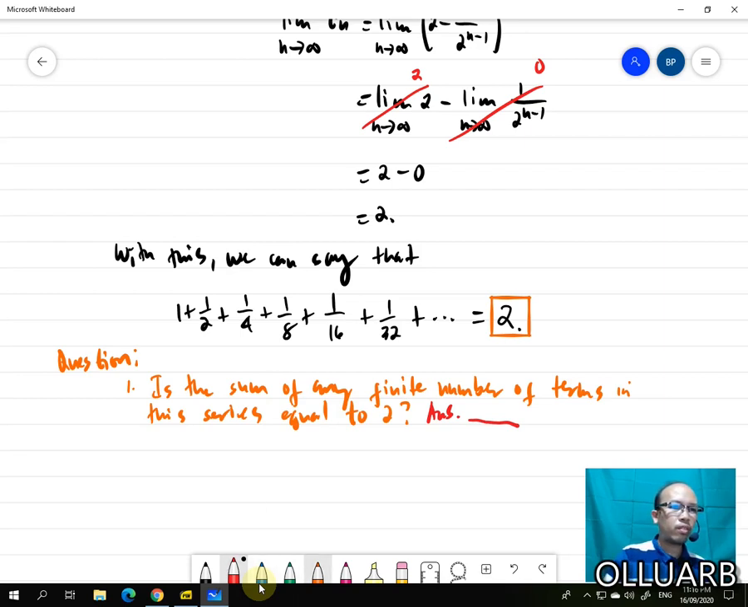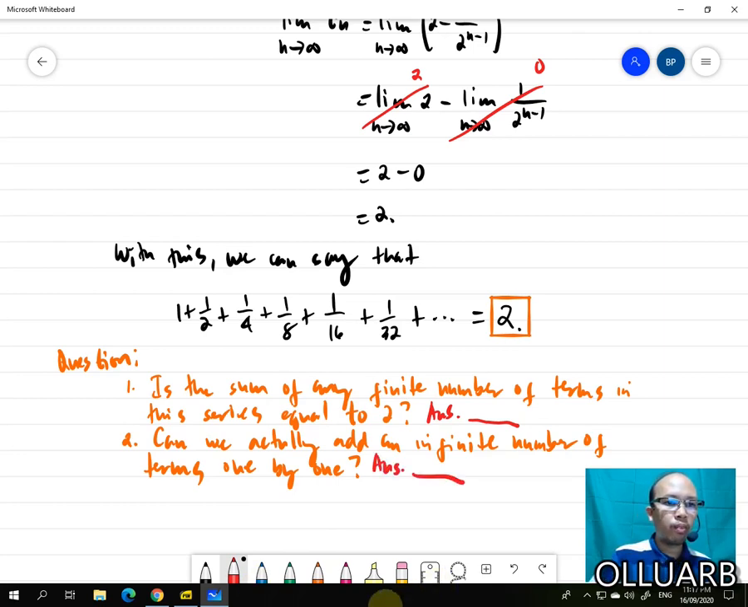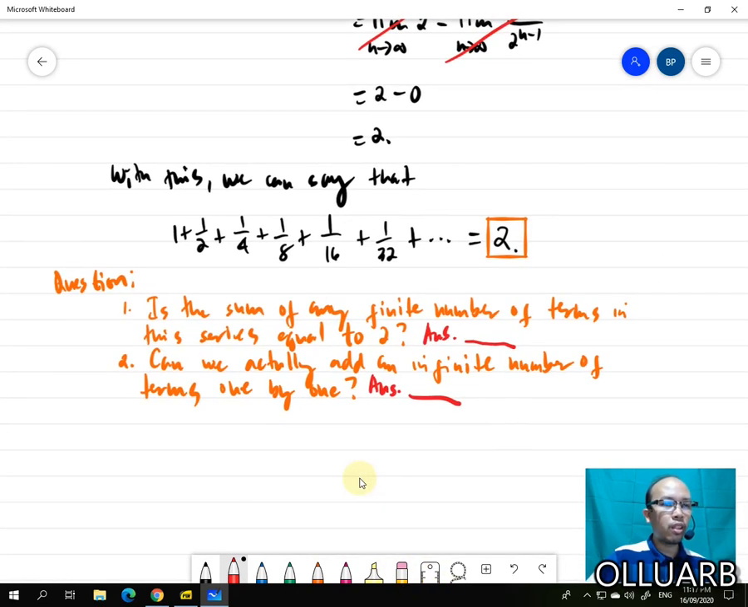Okay, for the second question, can we actually add an infinite number of terms one by one? So what is your answer here? What is your answer for that question?